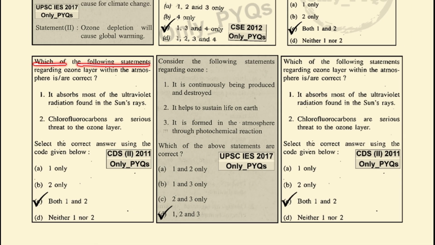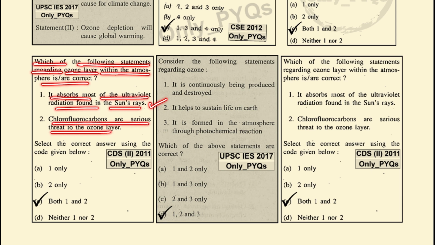Which of the following statements regarding the ozone layer within the atmosphere is correct? It absorbs most of the ultraviolet radiations found in the sun rays. Yes, this is a correct statement. Chlorofluorocarbons are a serious threat to the ozone layer. This is also correct. So both 1 and 2 are correct.